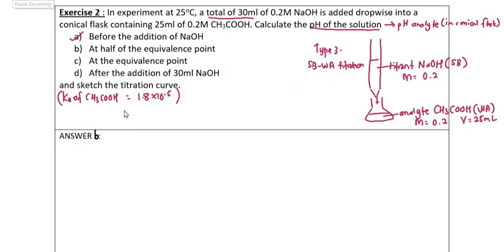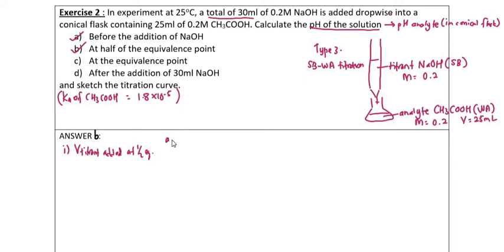Now we go to the next question. Calculate the pH of the solution, part B, at half of the equivalent point. Based on the previous lesson video, I will show you the first step. If you want to find the pH at half equivalent point, the first step, you must find for me the volume of titrant added at half equivalent point. Right? Okay, how do we find the volume of titrant?